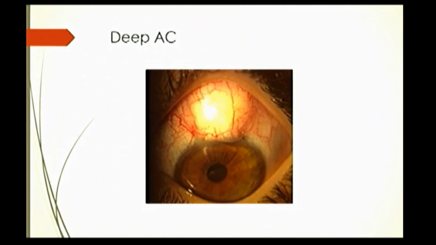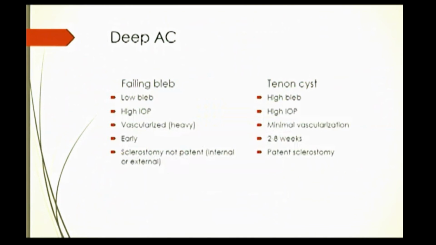Nothing is blocking the sclerostomy. It's basically a Tenon cyst encapsulation. It takes from 2 weeks to 8 weeks, 2 weeks to 2 months, to form. The difference between here and the previous case is that here you can treat by observation or medically. You don't have to go immediately for suture lysis or needling. You can wait a little while. That's the major difference. So this is how you differentiate between a failing bleb and a Tenon cyst.